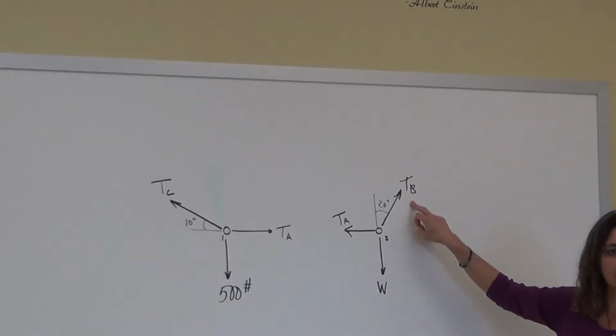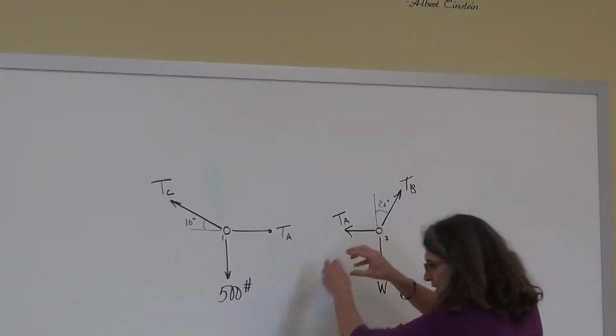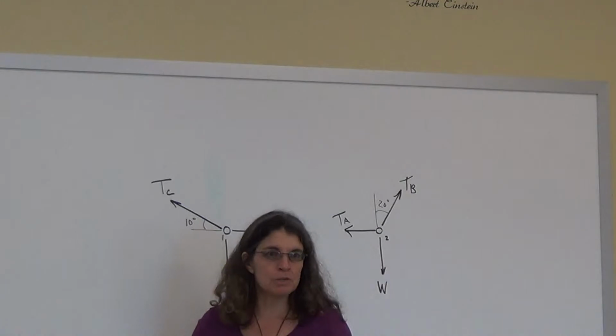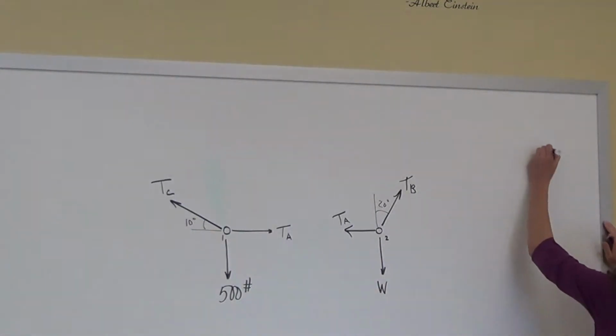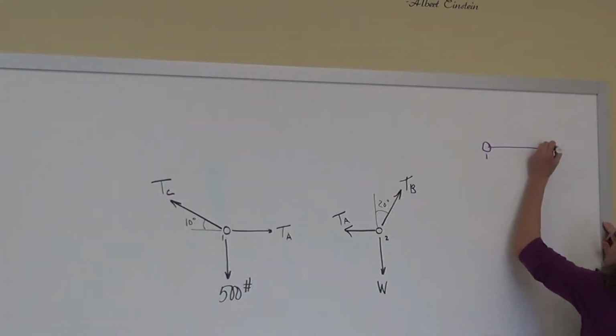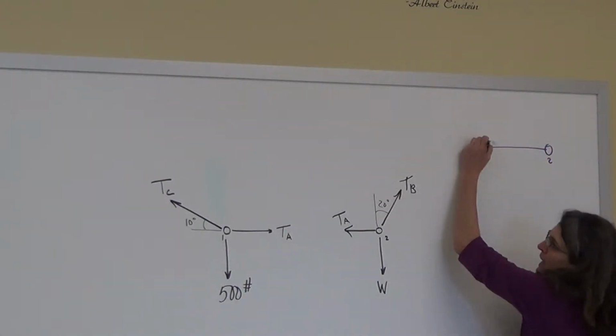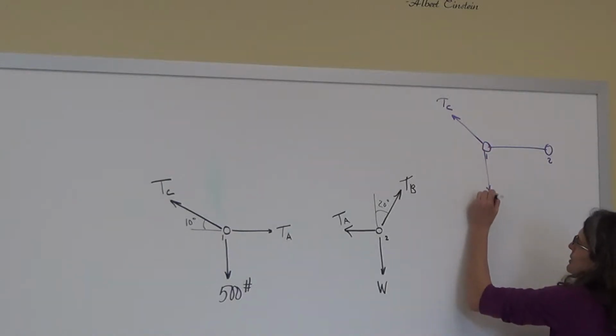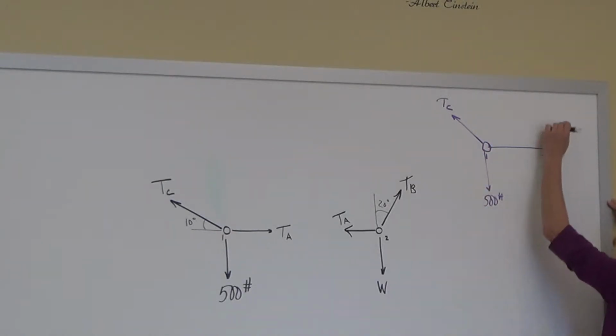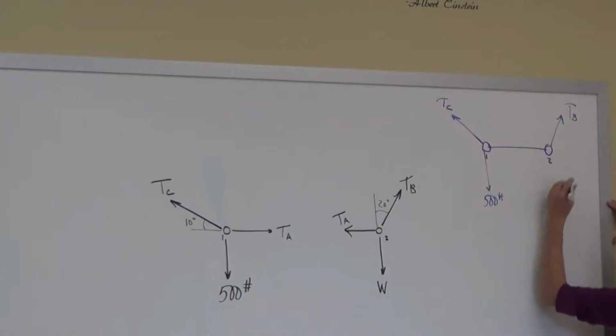Right? Everybody got that? If I were to combine these two, and we don't need to in this problem, I just want you to get used to combining things. So if I have link 1 here and link 2 here, I would have to draw a TC, right? I would draw 500. I would draw a TB, and I would draw the weight.